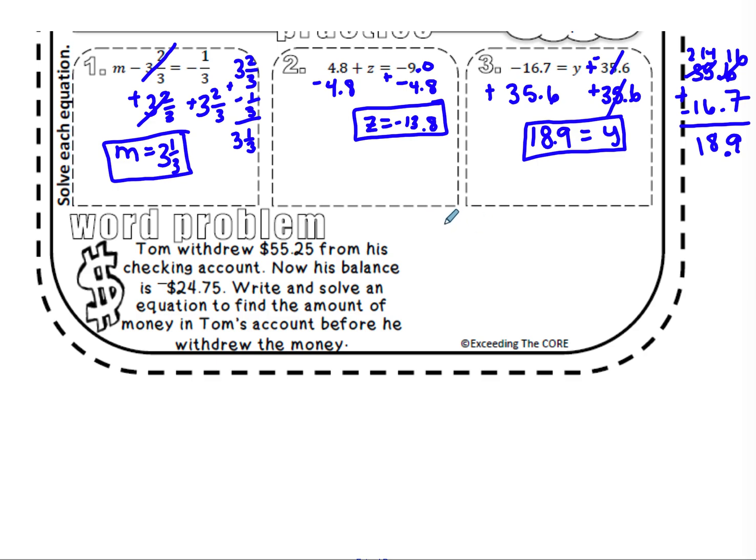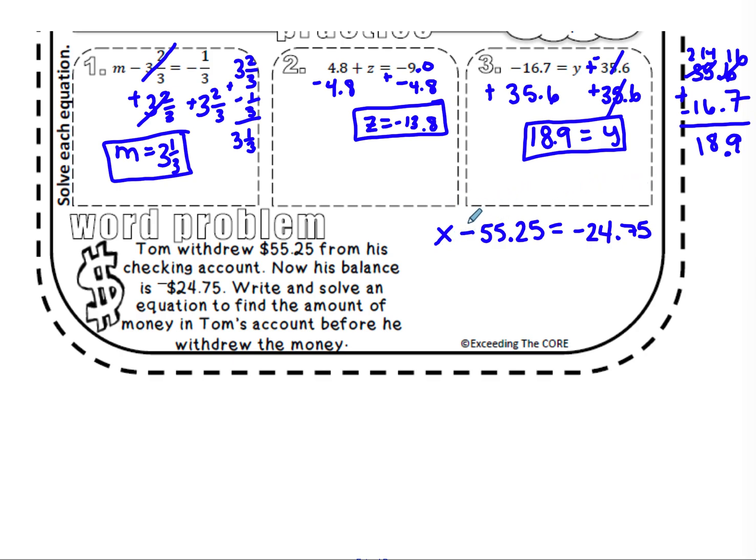Okay, so here is my problem. We don't know how much money there was at the beginning, so I'm going to just call that X. That's the amount of money in the beginning. Withdrew means taking out. I can think of that as adding a negative, or I can think of it as subtracting a positive, but it's taking away. So he took away $55.25 from whatever was originally in his bank account. We don't know. And now the amount of money in his bank account is a negative $24.75. Never a good idea to take out more money than what you have. All right, so there's my equation.